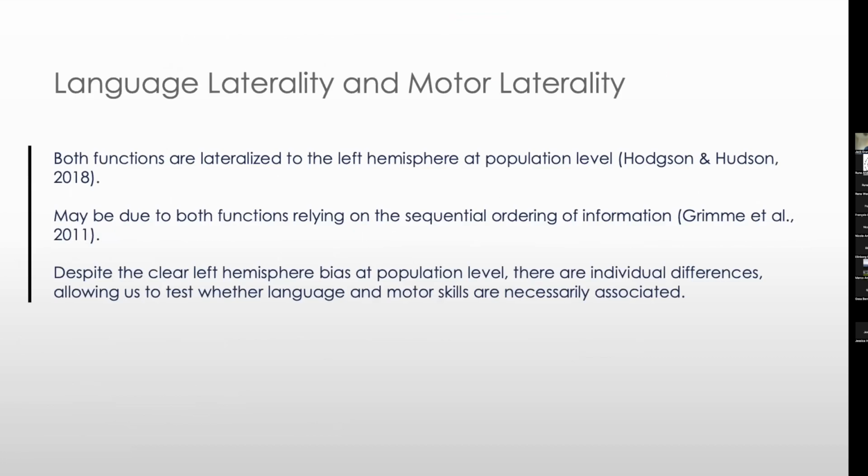So it's widely accepted that both language processing and motor functions are lateralized to the left hemisphere at population level. And one suggestion is that this may be due to both functions relying on the sequential ordering of information to achieve a goal. So although it's clear that there is this left hemisphere bias at population level for both of these functions, there are individual differences. And this allows us to test whether these two functions are necessarily associated.